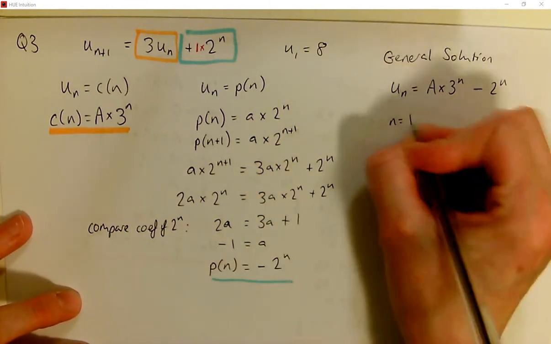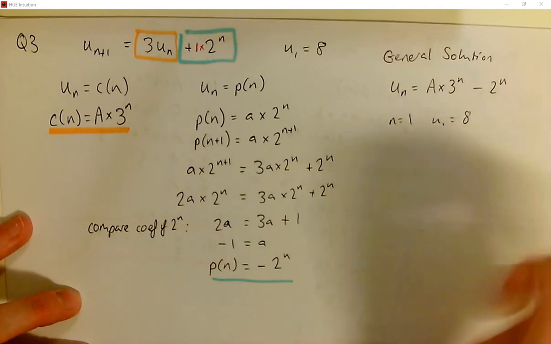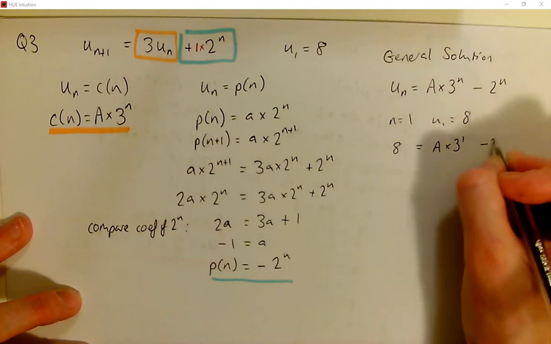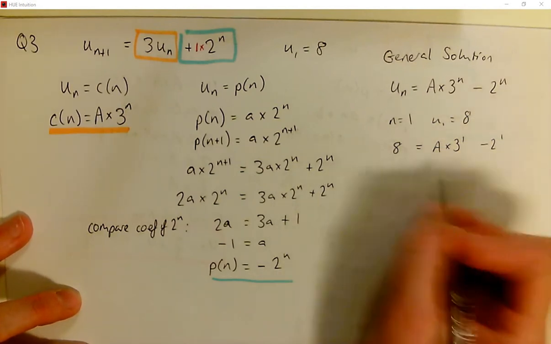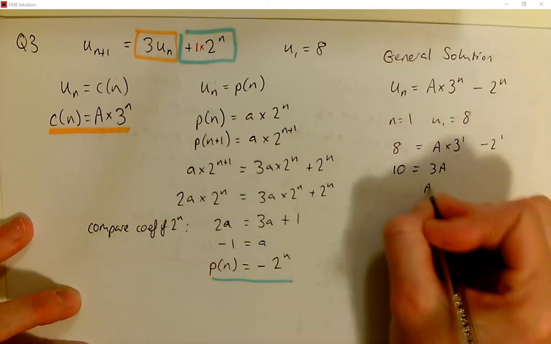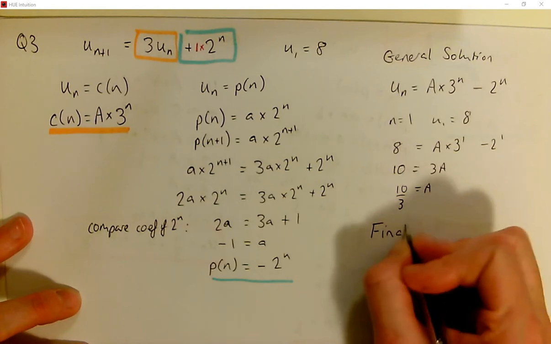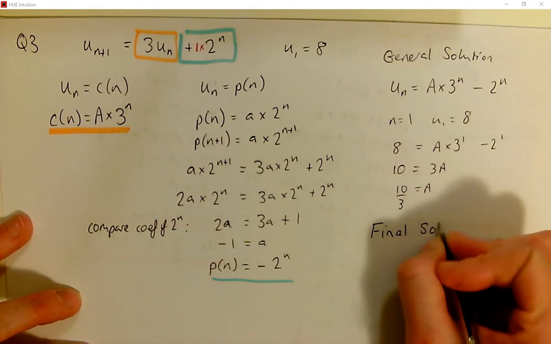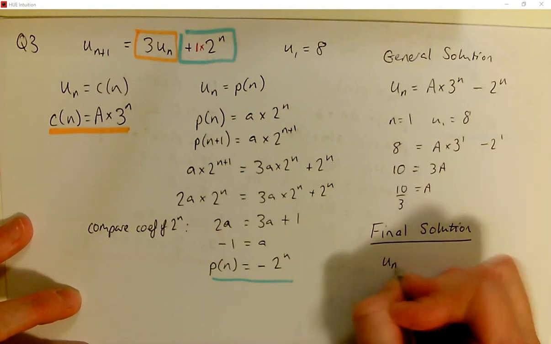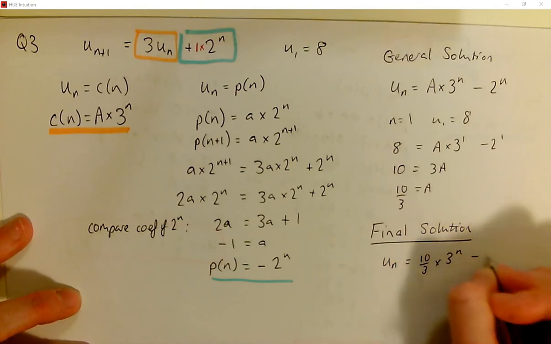So when n is 1, u1 is 8, so we substitute that into our general solution. Okay, and we solve that for a. So we've got 10 is 3a, and so that means that a is 10/3, which then we pop it in to the general solution to give us our final solution. Okay, so the closed form will be 10/3 times 3 to the n minus 2 to the n.